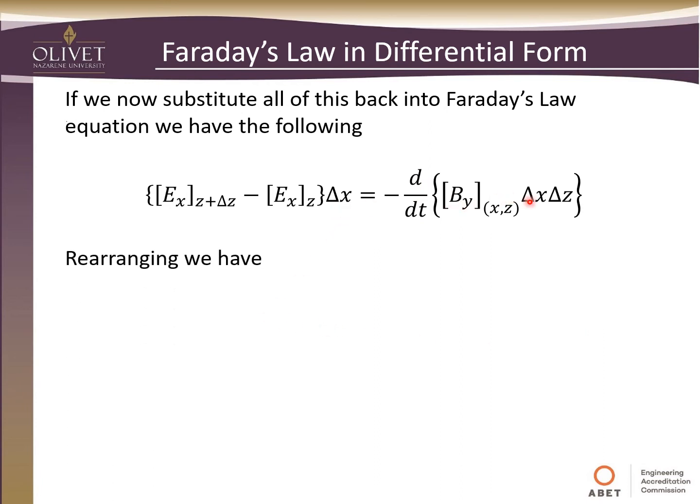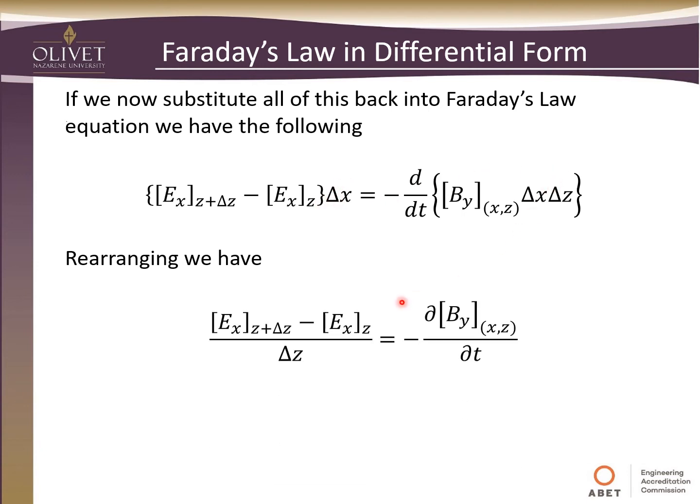First thing we see is there's a delta x on both sides. You can pull the delta x and the delta z both outside of this because they don't vary with time. And so the delta x's will cancel, right? And so then we can divide both sides by delta z. So that brings this delta z over here.